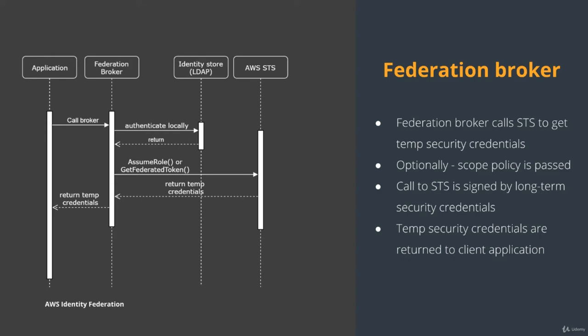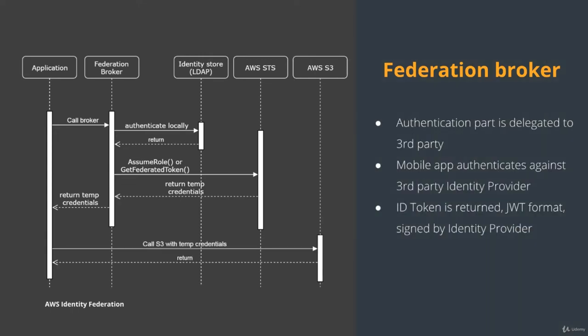Temporary access credentials are returned to the Federation broker, and Federation broker returns credentials to the client application. The client application uses temporary access credentials to access AWS resources. Please note that to get AWS credentials, client app is communicating only with Federation broker. The client app is not doing any direct calls to LDAP or to the secure token service on its own.